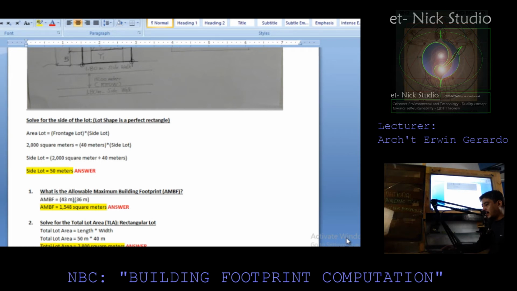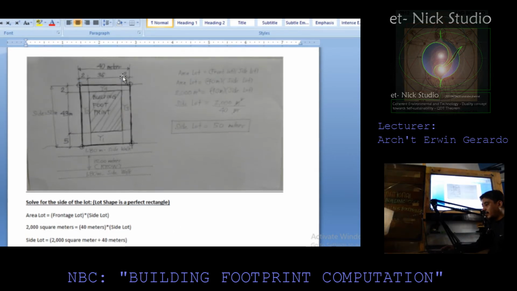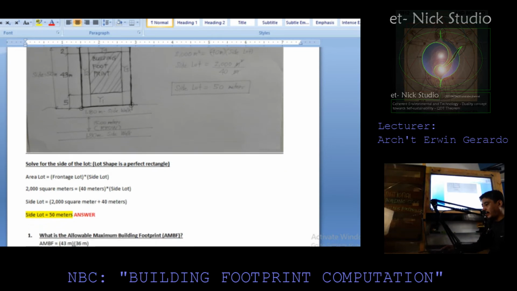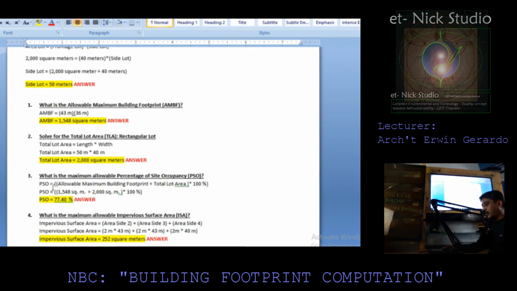Next is to solve for the total lot area of the rectangular lot. So take note that the total lot area of the rectangular lot is 50 meters times 40 meters, which is equivalent to 2,000 square meters. So take note, 40 meters, which is actually the frontage of the lot, and sideway is 50 meters. So therefore, 50 times 40 meters is equivalent to 2,000 square meters. So here, what is the maximum allowable percentage of site occupancy, or known as PSO?